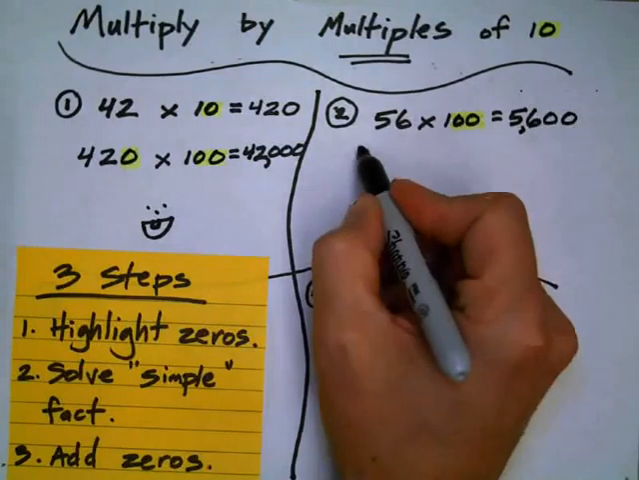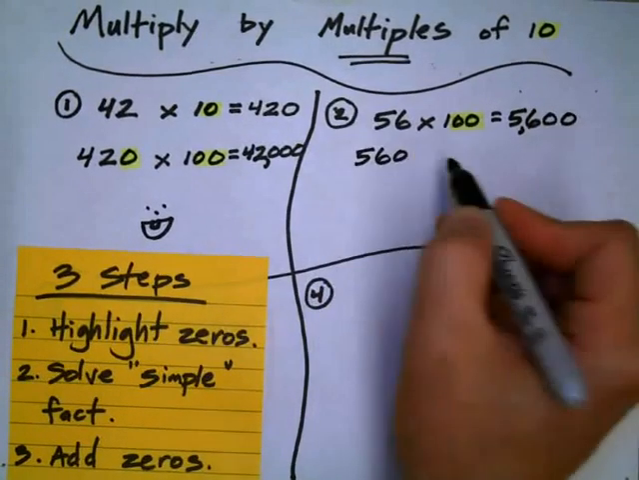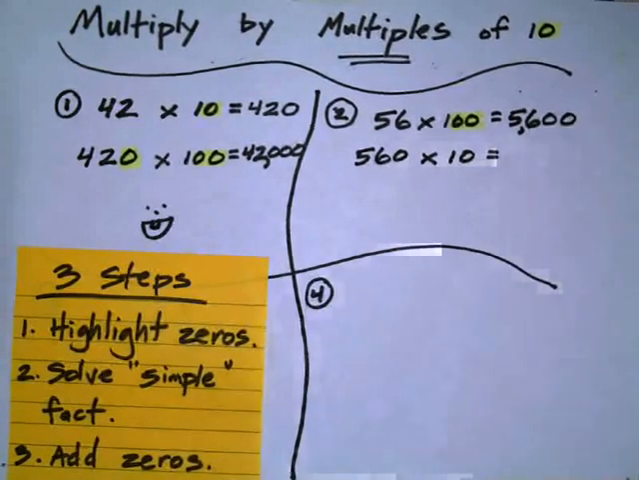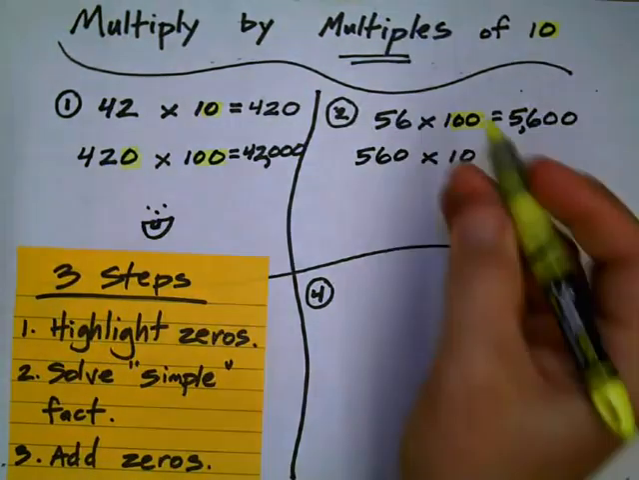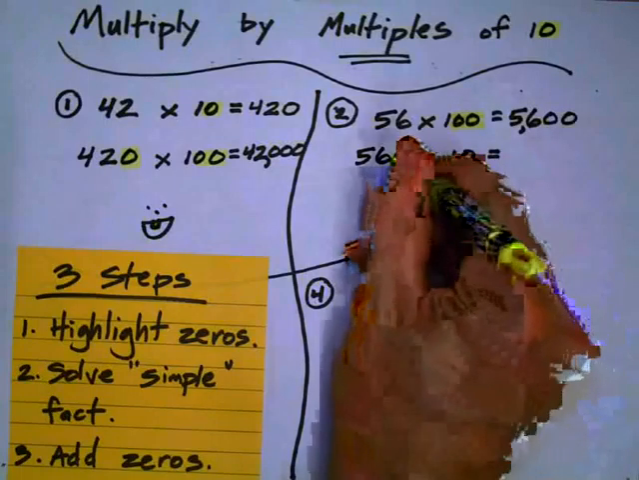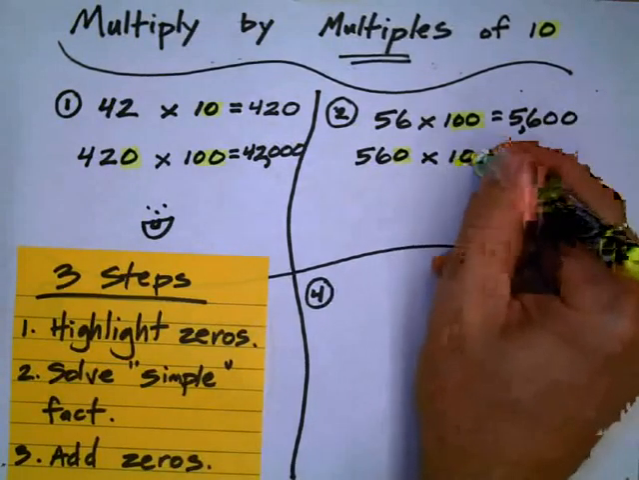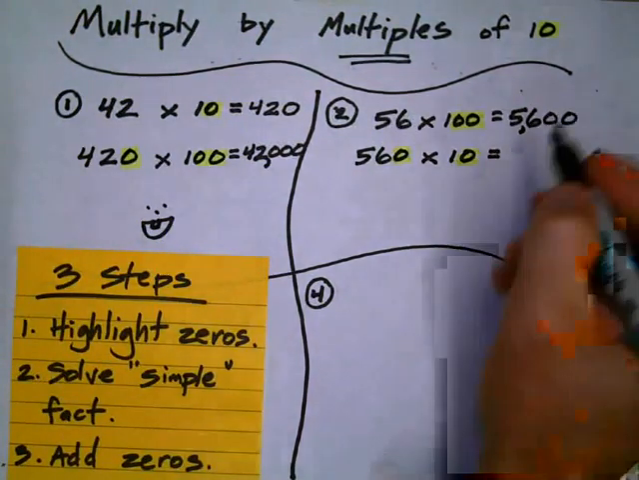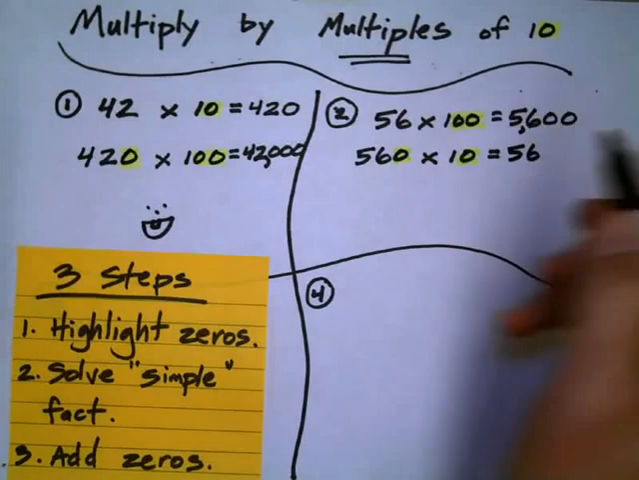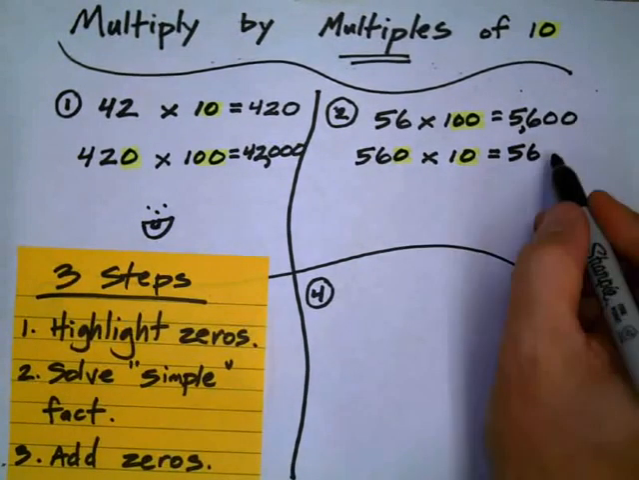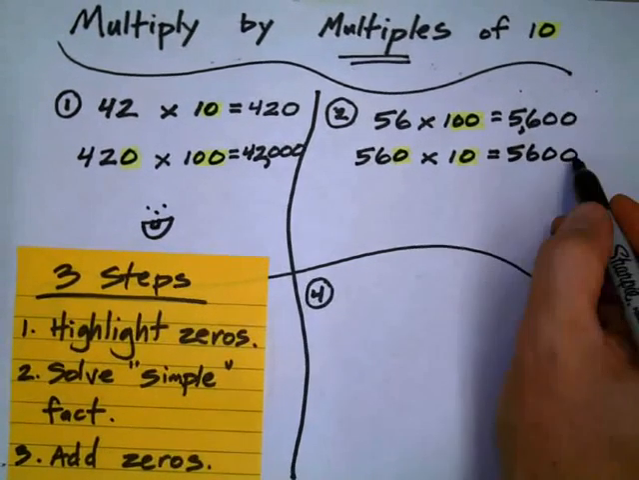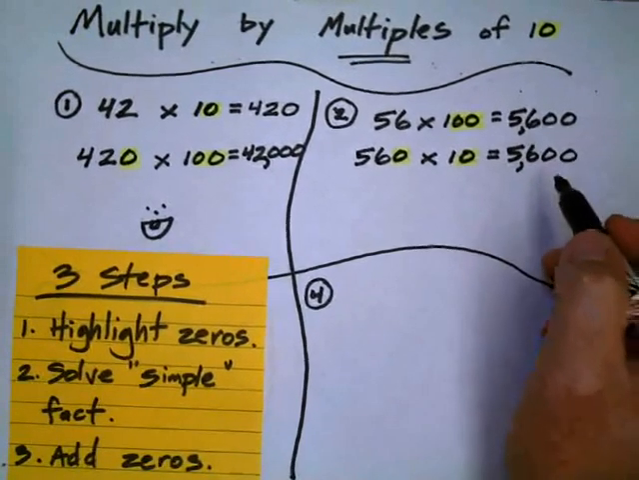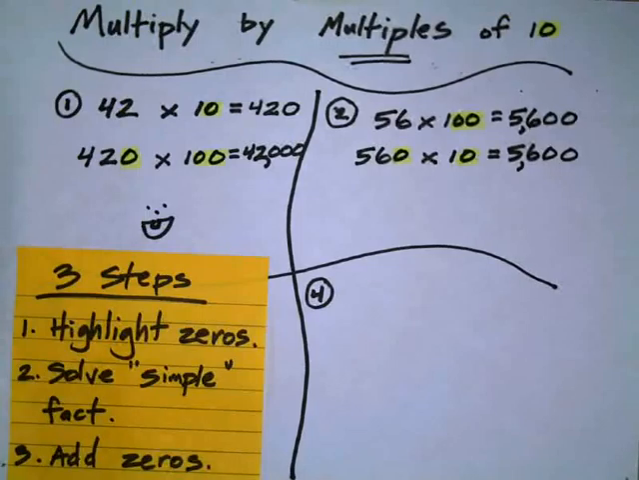I'm going to change things just a little bit just to practice the patterns and see if you notice any similarities between the two answers. Here we do step 1, we highlight the zeros. Step 2, we solve the simple fact, which is still 56 times 1. And then we add the zeros. In this case there happen to be 2 as well as the first one. Ones, tens, hundreds. So even though the factors of the problems are different, the answer remains the same.